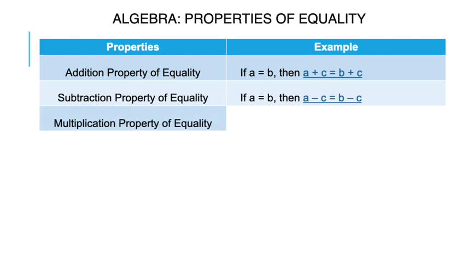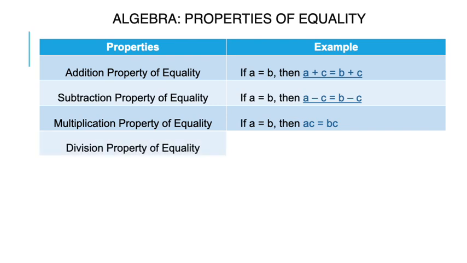How about the multiplication property of equality? Starts out the same way. If a equals b, then a times c is equal to b times c. In other words, I can multiply an equation by the same number on both sides and the equality still holds true. Now, division property of equality is good with one exception. And let's show you that one. If a is equal to b, and here's your exception, c cannot equal 0, then a divided by c will equal b divided by c. Reason is that you cannot divide by 0. That is an undefined expression. So that's our one stipulation for the division property of equality.